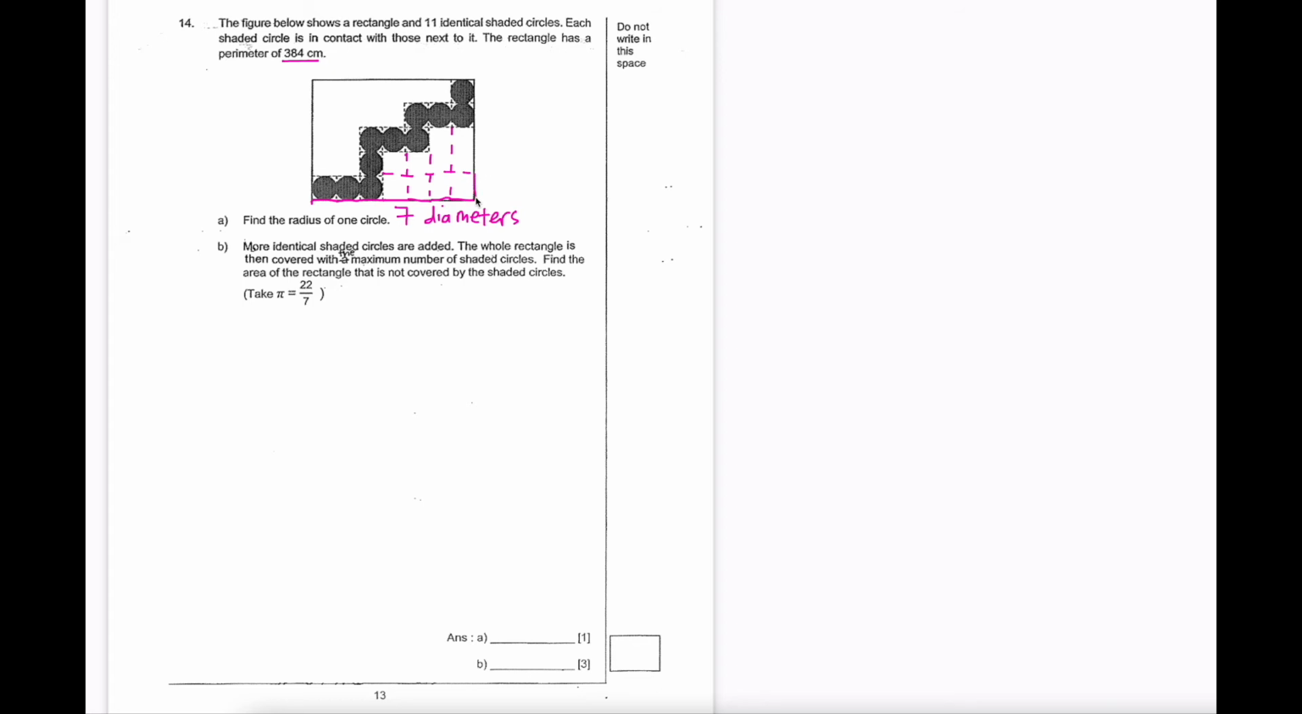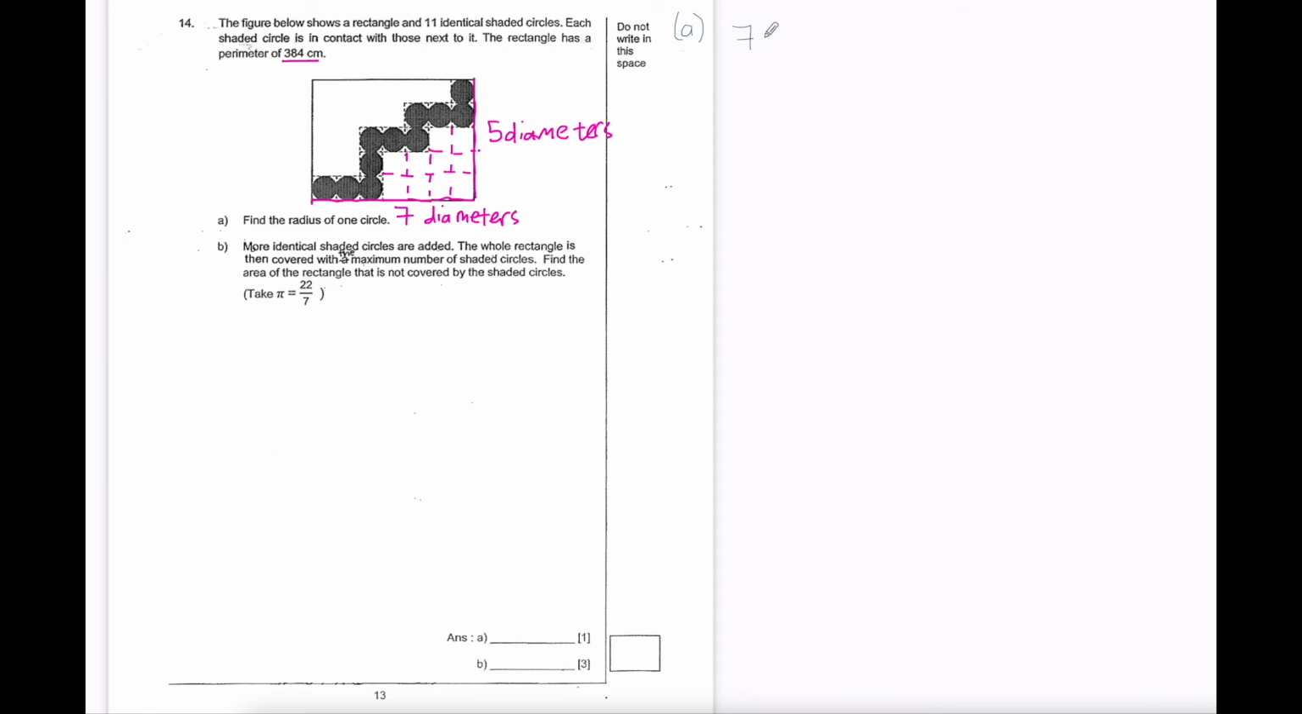We have 1, 2, 3, 4, and 5. So there are 5 diameters here. Okay. So I'm going to change my pen. Okay, for part A, let's find out how many diameters there are for the perimeter.